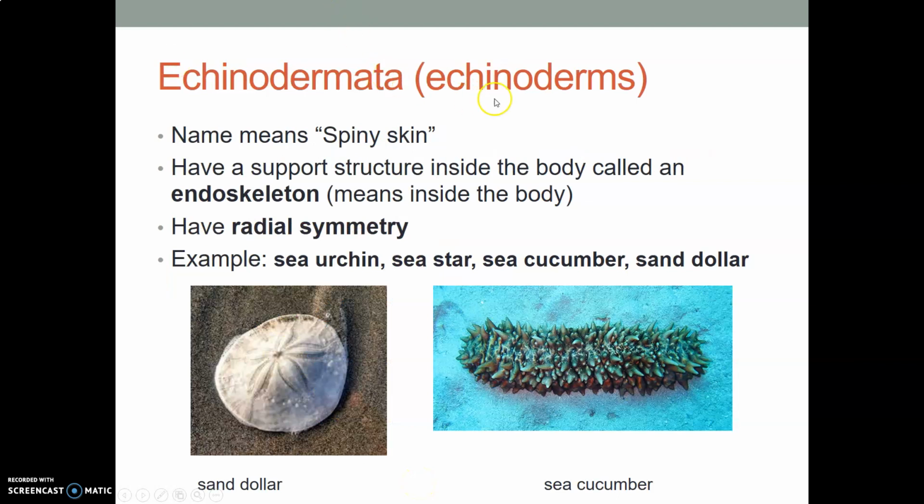So let's start with echinoderms. The Latin name is Echinodermata. Their name translates to mean spiny skin, and they have structural support inside their body called an endoskeleton. They all have radial symmetry like a circle, and an example would be sea urchins, sea stars, sea cucumbers, called that because of their shape, and sand dollars. Yes, sand dollars are actually living invertebrates. A lot of adults didn't know that.